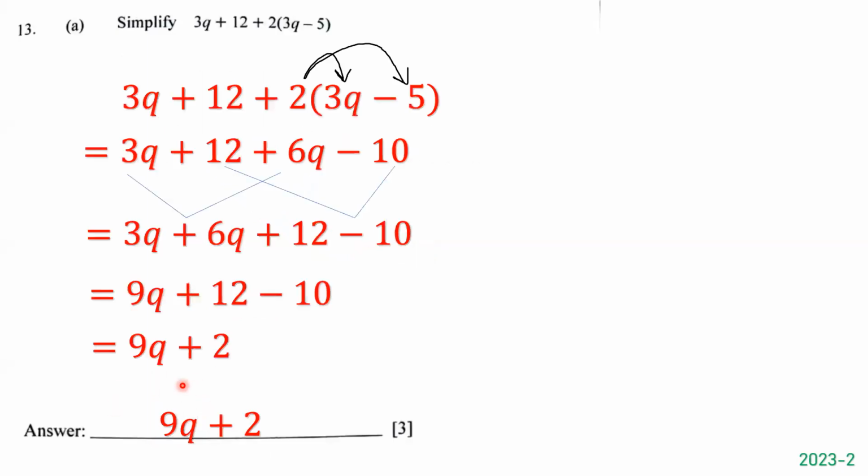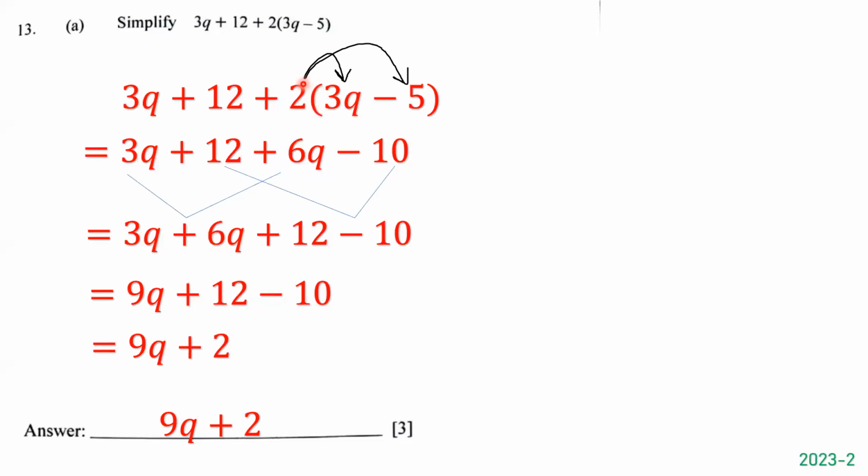Let's move on to the next question. Here, they want us to simplify as well. Notice for this question, we have 3q plus 12 plus 2, open bracket, 3q minus 5. Our goal here is to simplify this algebraic expression. The first thing we're going to do is multiply. We're going to multiply 2 times 3q. 2 times 3 is 6, and we keep the q as well. Now 2 times 5 is 10, and we bring down the negative sign.